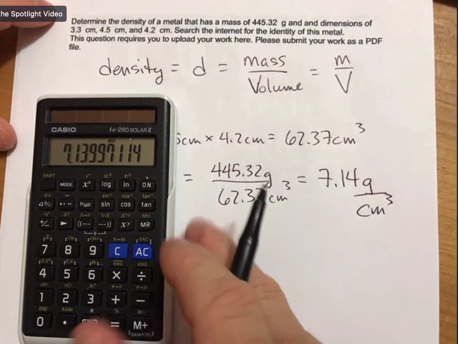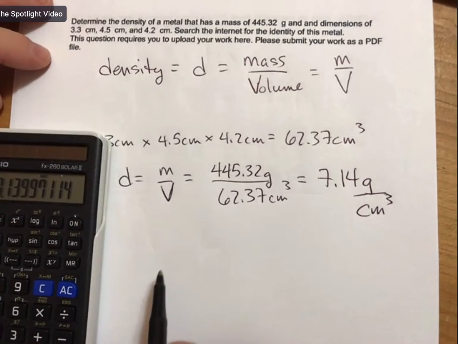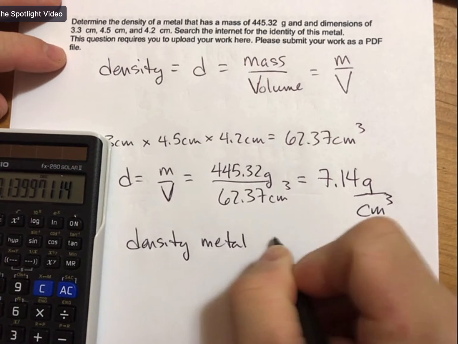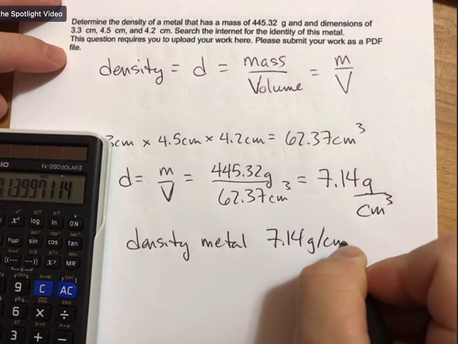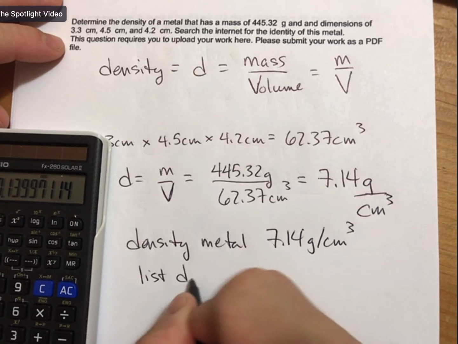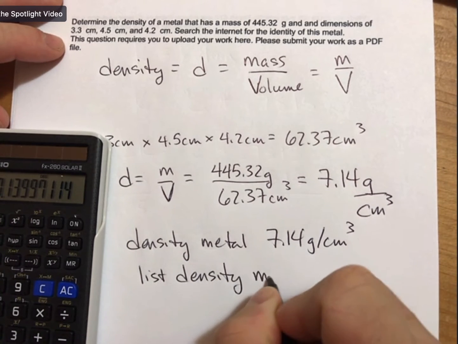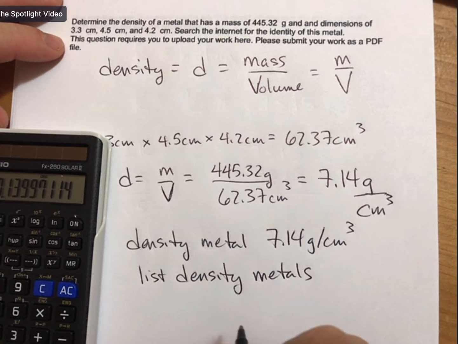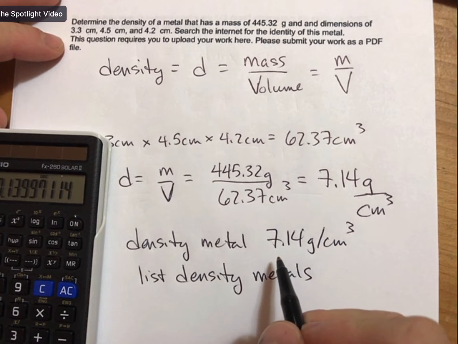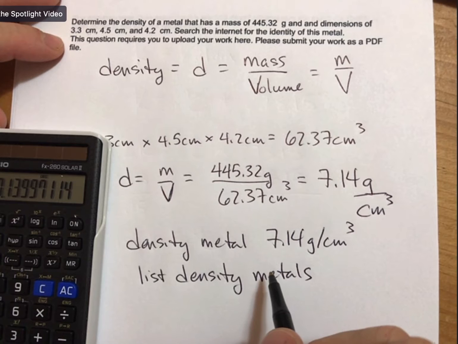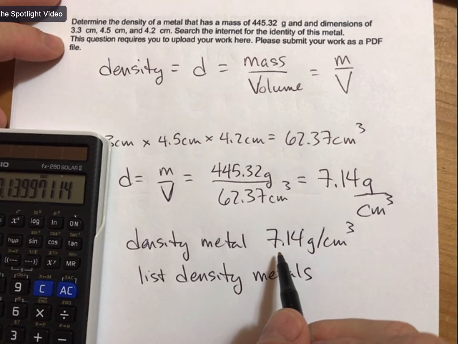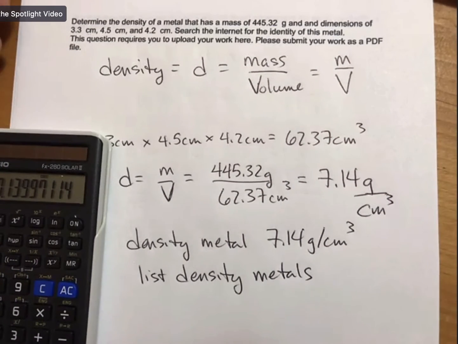What has worked well for me is just typing in density metal 7.14 grams per centimeter cubed. That seems to work pretty well. Or you can also do list density metals. And then, of course, you'll get a list, and you'll just have to find one with 7.14. There may be a couple different choices that are close to it. Pick the closest one. If there are two that are even, you can either just pick one of them or pick and write down that both of them are very close.